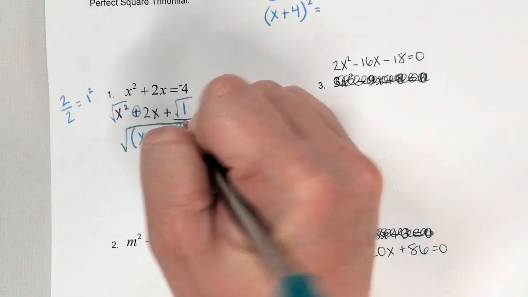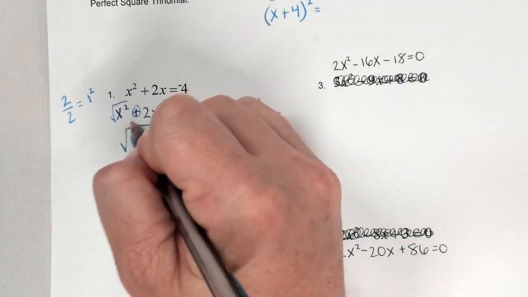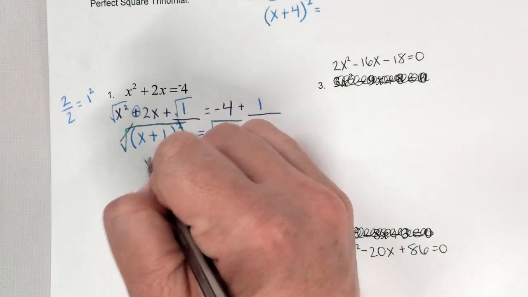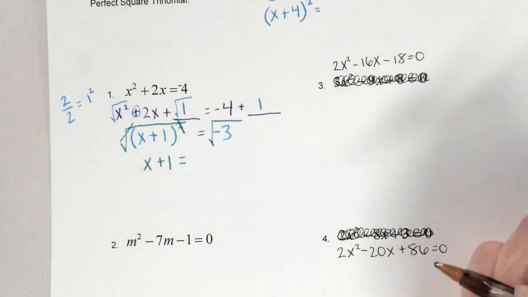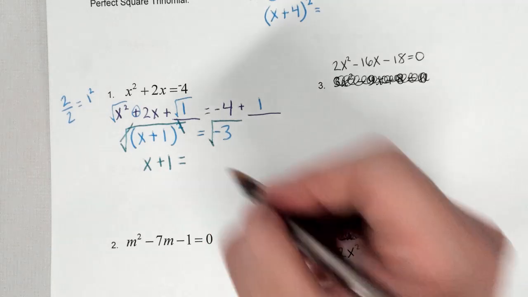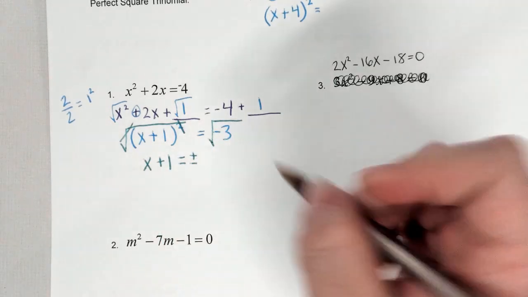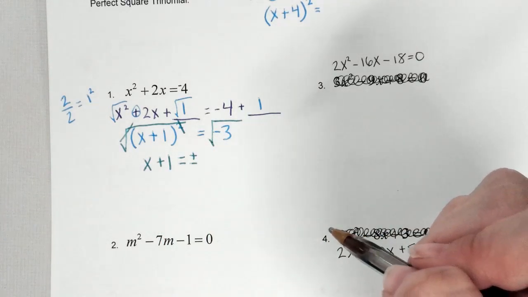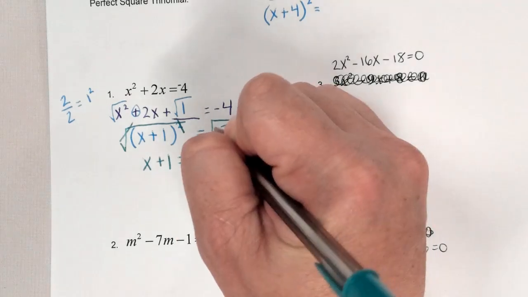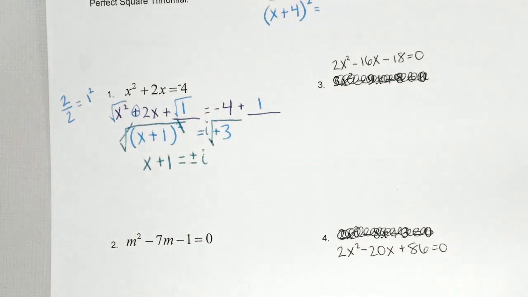So square root, square root cancels the squared on the left, and I get x plus 1 equals. Well, on this side I did the square root of a number, so I get plus and minus. What else happens there? Take an i, because it's negative on the inside, so we have to put an i. And does the square root of 3 simplify? No. So it just stays square root of 3.